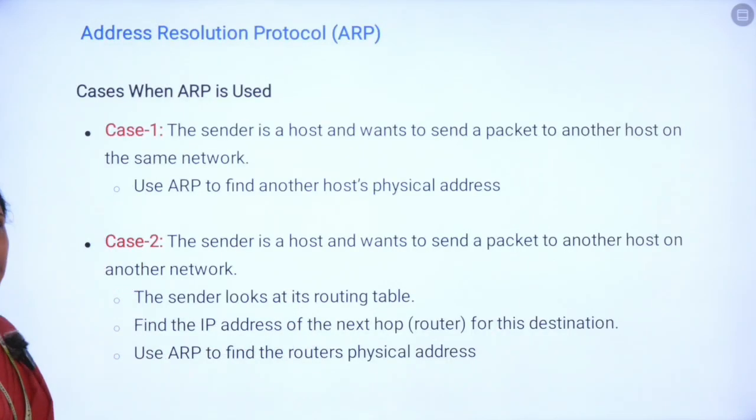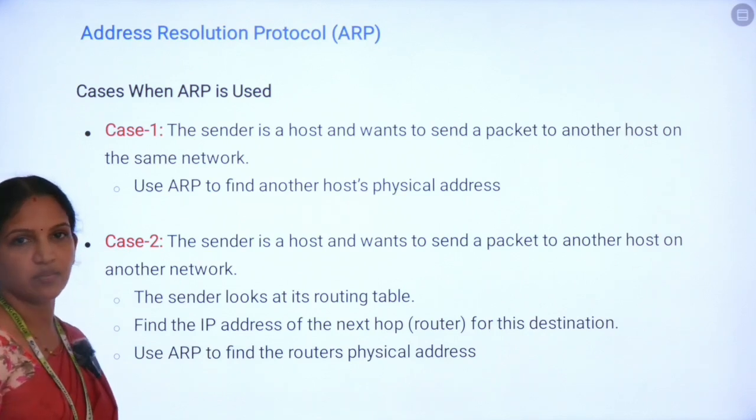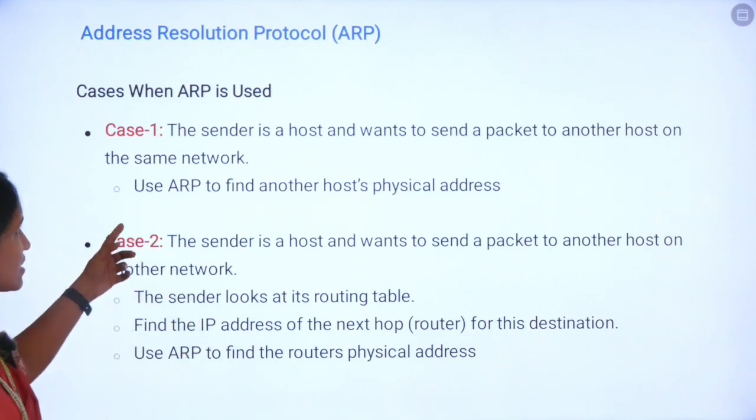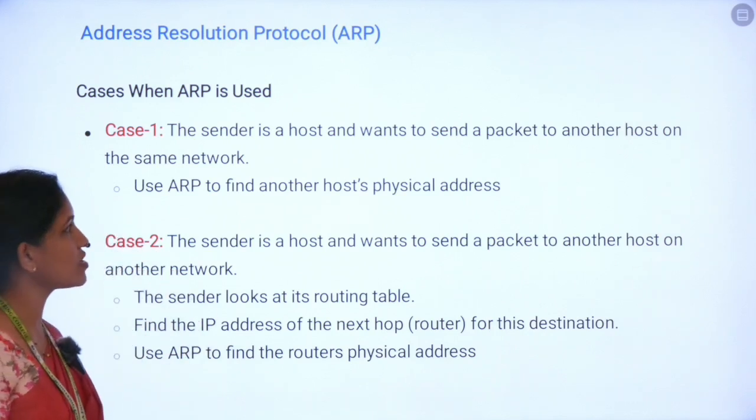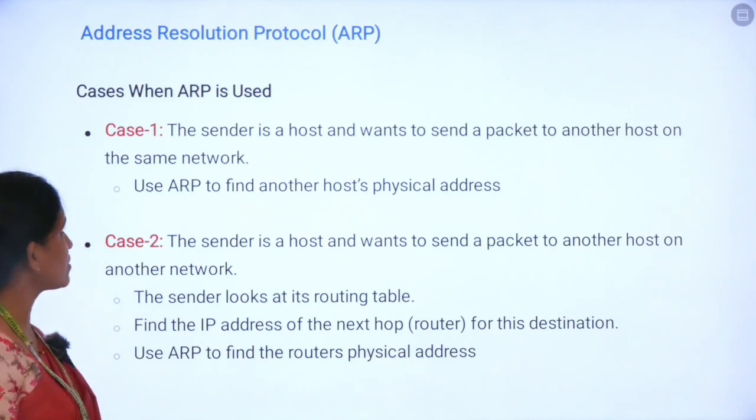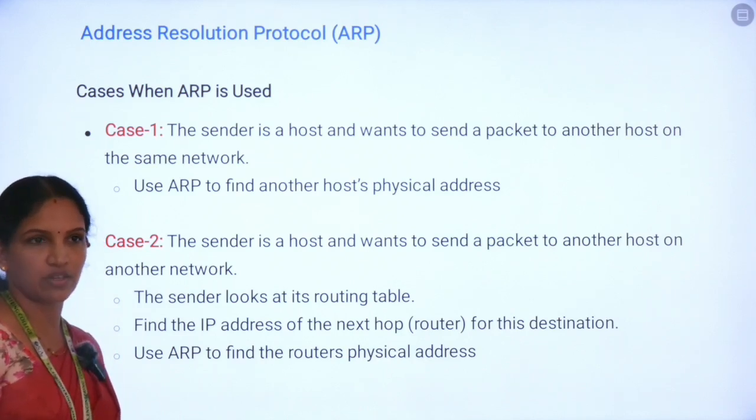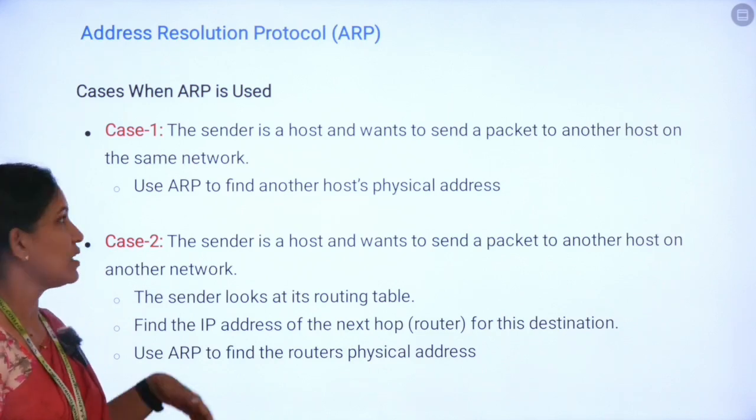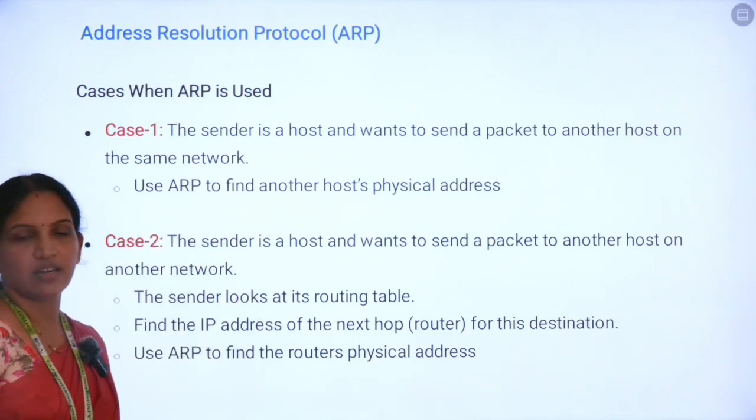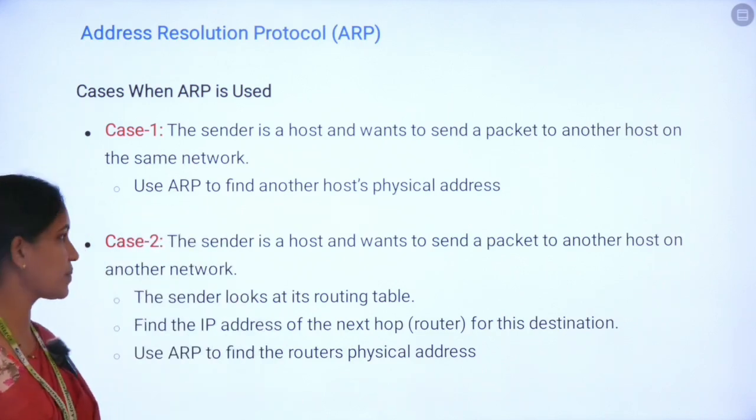Now let us see some cases where the ARP can be used. First case is the sender is a host and wants to send a packet to another host on the same network. So both sender and the receiver are in the same network. So the sender can use ARP to find the physical address or MAC address of the host.